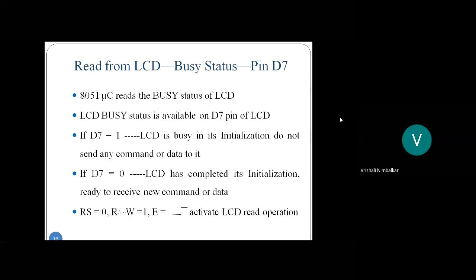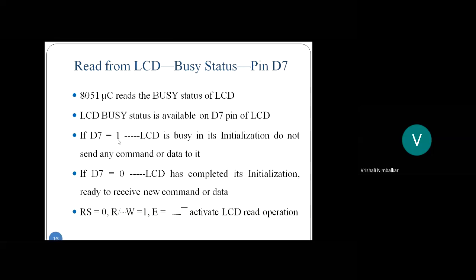Reading from LCD is reading the busy status. What busy status? Whether an LCD is busy initializing itself or whether the initialization of LCD is completed. That is called the status. So that LCD status can be checked by the microcontroller. How? It is the D7th data pin of LCD that acts as the busy status pin of LCD. There are 8 data lines D0 to D7 for the LCD. Out of that, when the D7th data pin is read, the microcontroller will get to know the busy status of LCD.